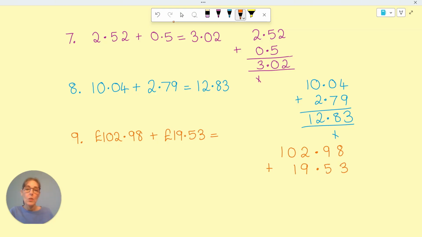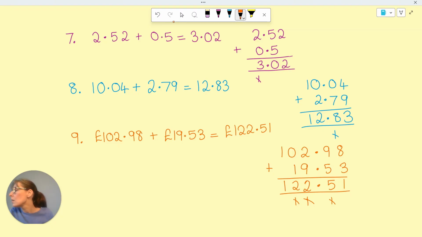53, 10298, 1953, 8, 9, 10, 11, 9 add 1 is 10, add 5 is 15, 9, 10, 11, 12, 0, 1, 1 is 2, and 1. So I'm pretty sure that's £122.51. Yes. And right, let's move on.